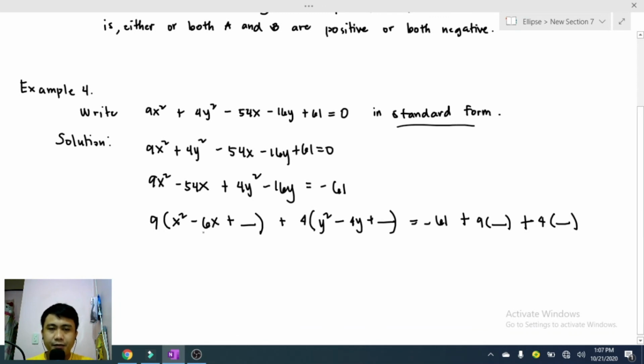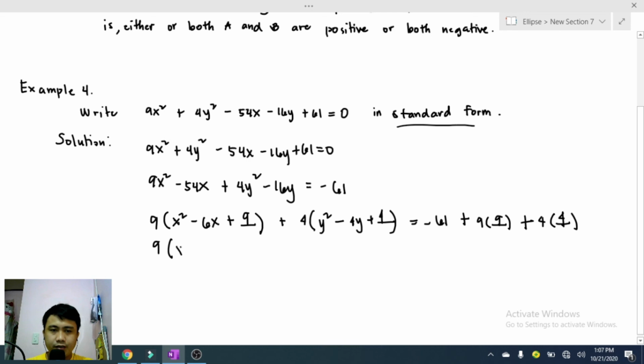So, negative 6 divided by 2, that's negative 3. Square nyo, that's positive 9. Ito naman sa kabila, negative 4 divided by 2, that's negative 2. Square nyo, that's positive 4. So, 9 dito and positive. Okay, so 9. So, since this is a perfect square trinomial, so we can have the binomial square.